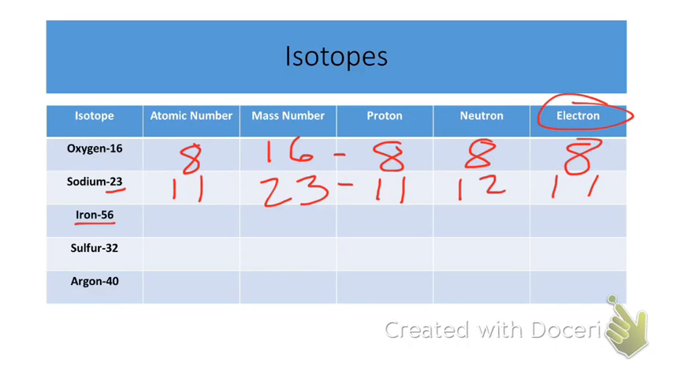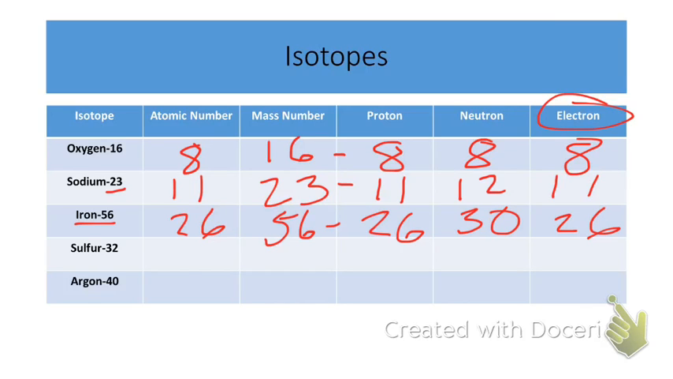So now let's look at iron 56. Iron has an atomic number on the periodic table of 26. The mass number is 56. Wrote that wrong. Back up. It has 26 protons. So 56 minus 26 is going to give us 30 neutrons. How many electrons? It should have 26, the same number as protons.